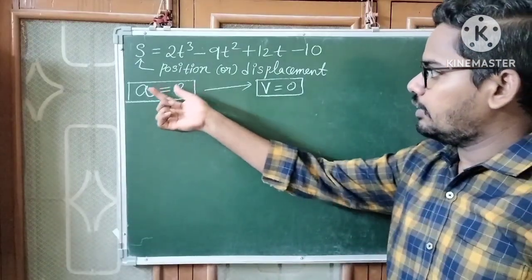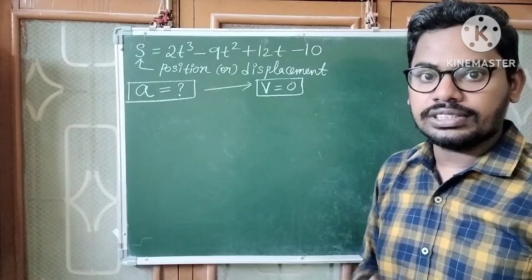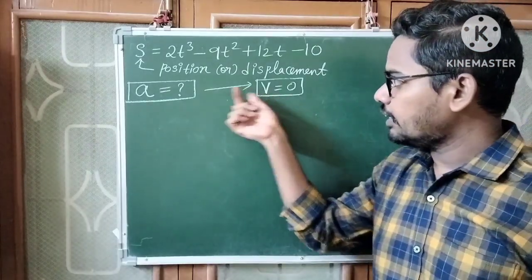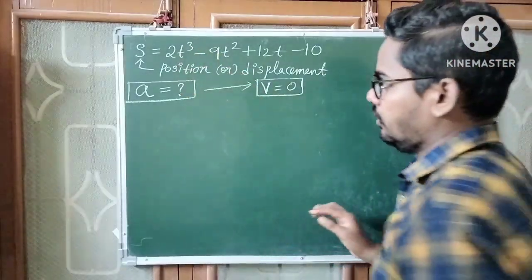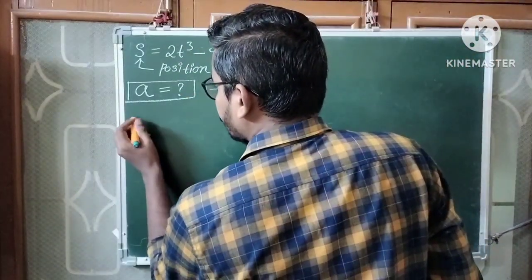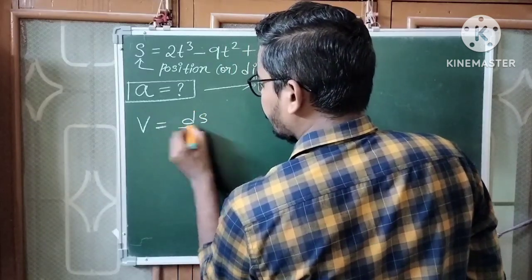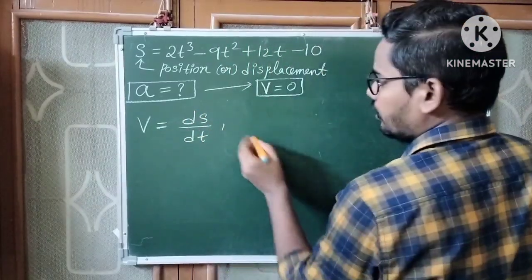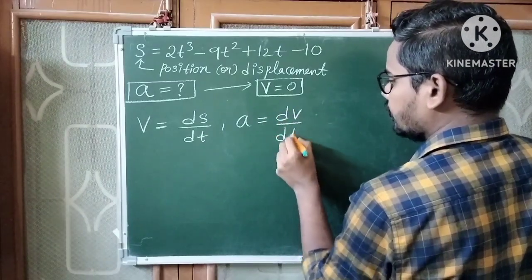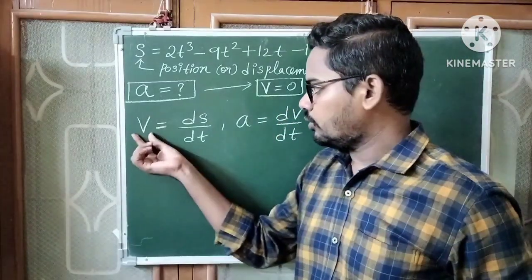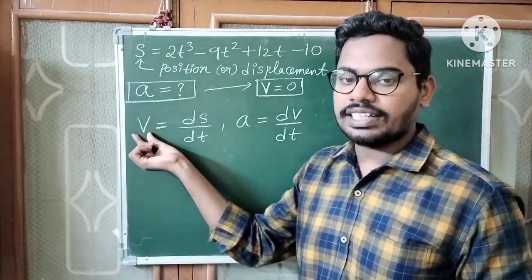To find this acceleration, first of all let us find relations for velocity and acceleration in terms of t. We know that velocity is equal to ds by dt and acceleration is equal to dv by dt. So more precisely, here v means instantaneous velocity.